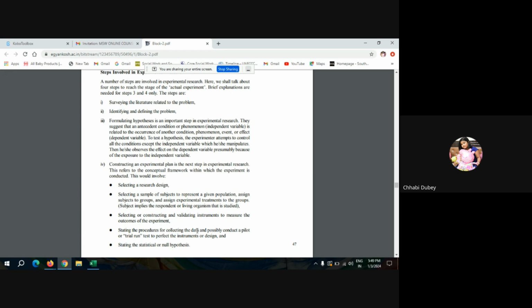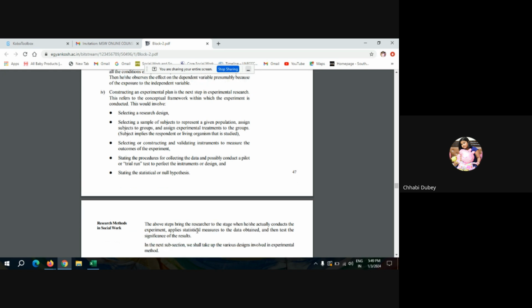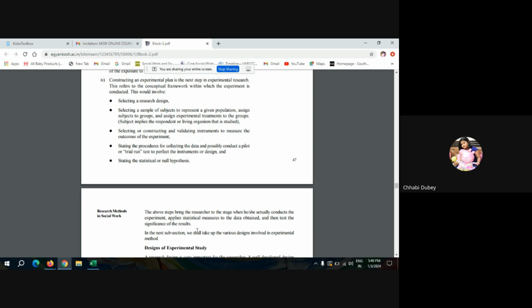We also state the procedure for collecting the data. Before that, we generally conduct a pilot test in order to see whether our design or the instruments that we are using fit the scene. And finally, we state the statistical or the null hypothesis. So these are the various steps in the construction of an experimental plan.